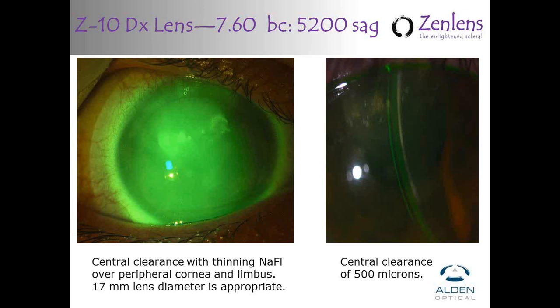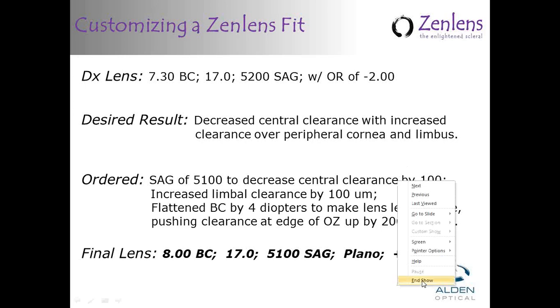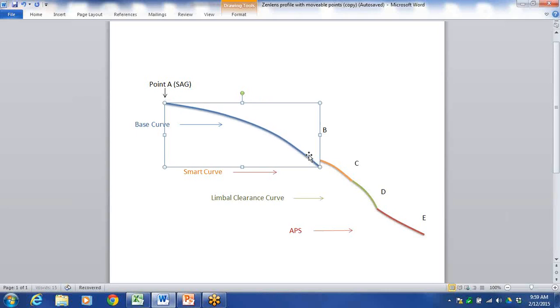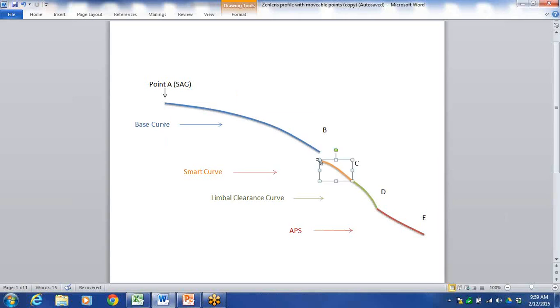So what we decided to do was to flatten the base curve. And let me go back to my PowerPoint here. And this was a case where we wanted to bring this sag down. So we had moved this up previously. So let's bring this down 100 microns to get rid of that excess clearance centrally. But he wanted to increase the clearance out here in the periphery. So now we would need to flatten the base curve. Well, if we flattened it at 2 or 2.5 diopters, that would just bring it back up to where it was before. So we actually flattened this base curve by about 4 diopters to create 100 microns additional clearance from what they were looking at, and then simply the smart curve would have to readjust itself. So what you've done here now is we've brought point A, center of the lens, down 100 microns.